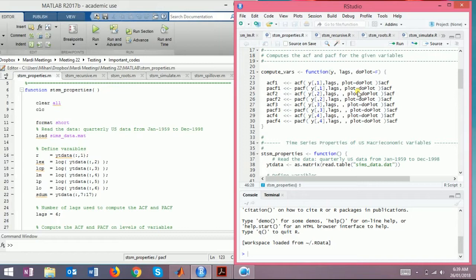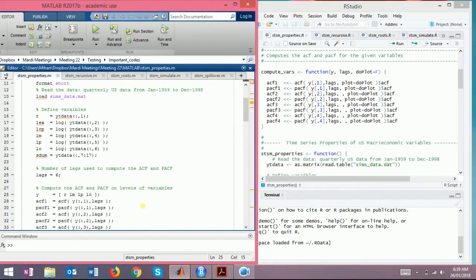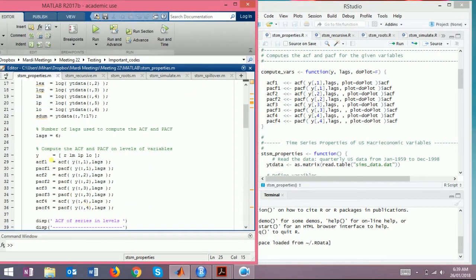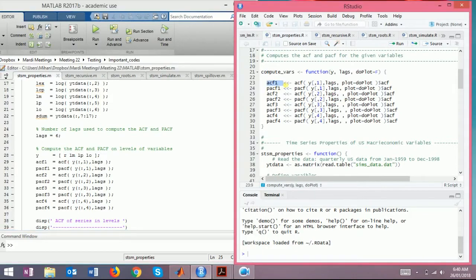we do a variable called compute var. Compute ACF and PACF, you see. Y is equal to the variables and ACF Y1 lags, PACF Y1 lags, very simple. That is what is repeated here. Function, we are creating a function with Y lags and we want to do plot of that. Do plot is a function, so we want to include that as well, right?